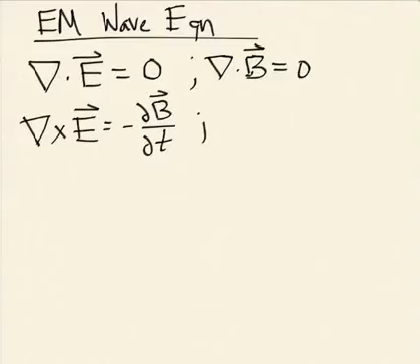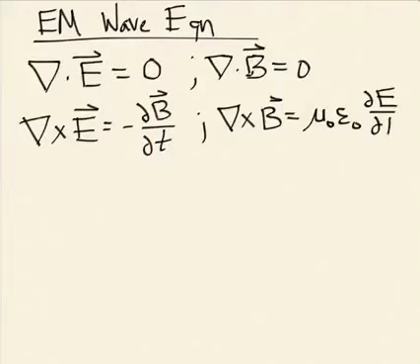And then I have an equivalent Ampere's law, curl B, and that's going to be due to time-changing electric fields. So I have mu naught epsilon naught times dE/dt. Okay, there are our equations.